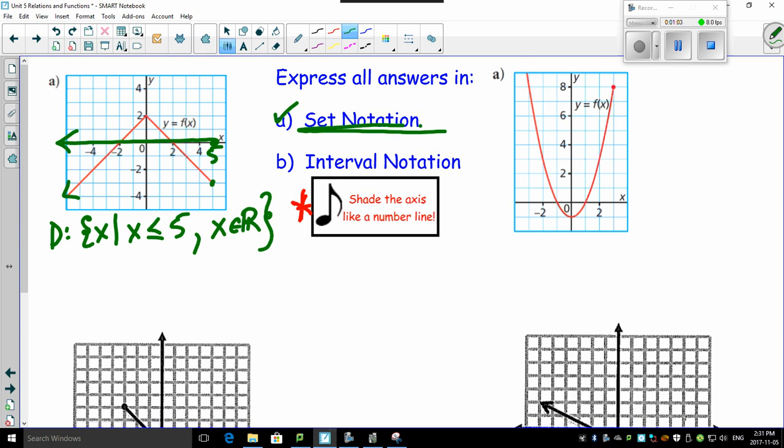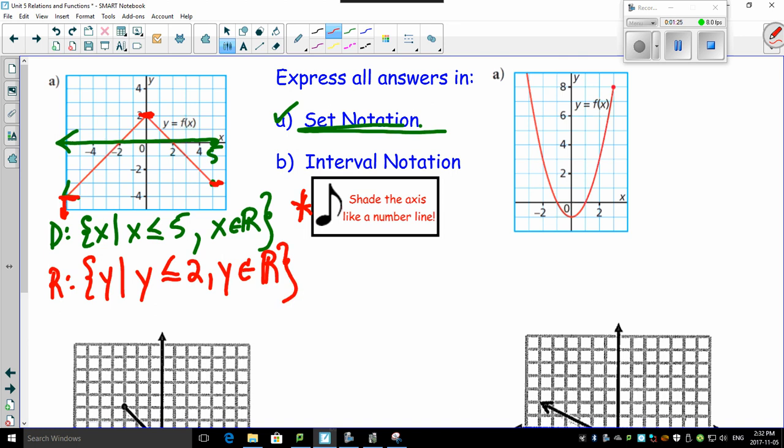Okay, let's do the range. Same thing with the range. If you look at the range, it starts at 2. I know it ends here, but it keeps on going in this direction, right? So the range here is all the values of y such that y is less than or equal to 2 and y is an element of the real numbers. And I know you're probably arguing with yourself and saying, well, the graph stops here. No, it doesn't. It continues on in this direction. So the y values are continuous here, from here all the way down. That's why we draw our number lines.